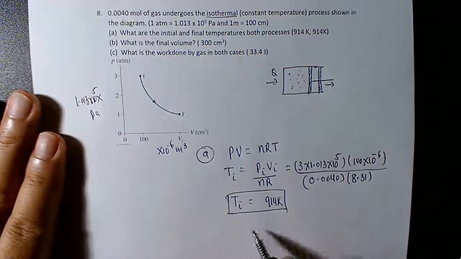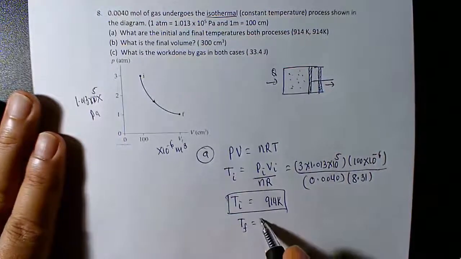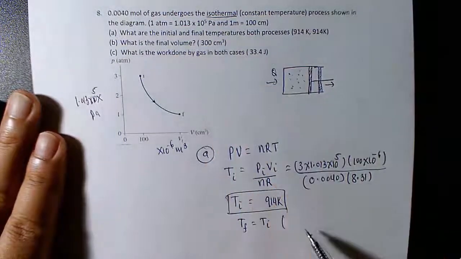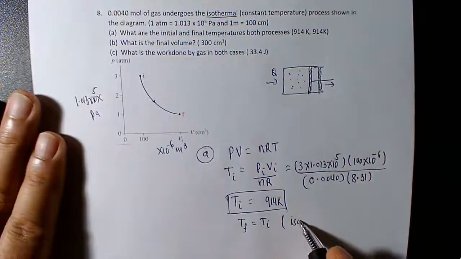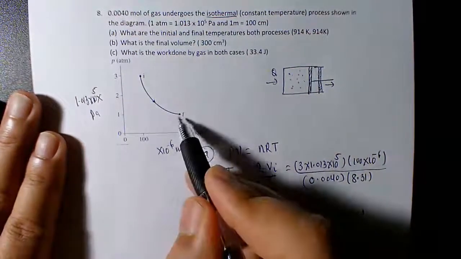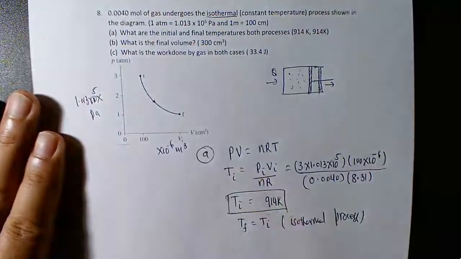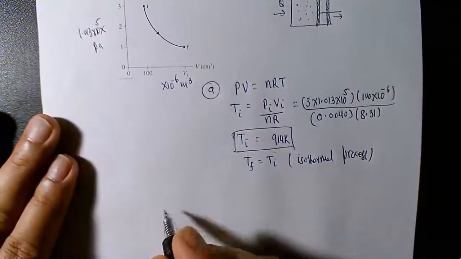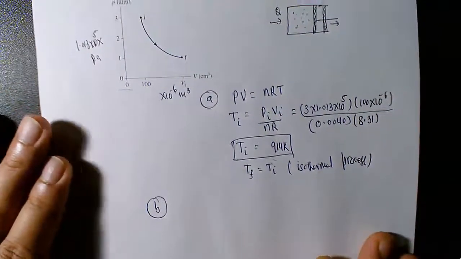And you don't have to solve for T final. T final is equal to T initial. Why? Because it says it's an isothermal change. This is an isothermal process. Temperature remains constant. So the temperature here and the temperature here remain constant. Okay, next question is, what's the final volume?